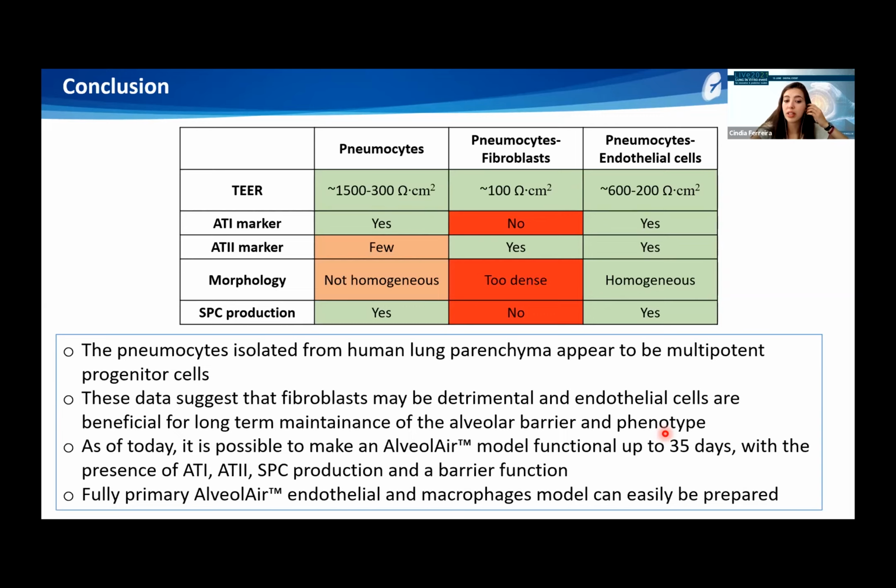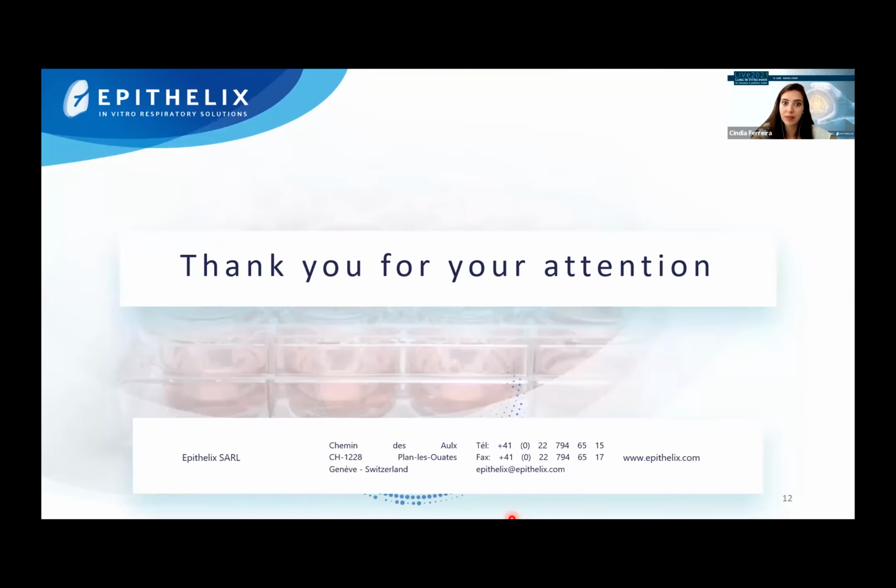Also, as of today, it is possible to make an alveolar model that is functional up to 35 days, that shows T1 and T2 markers, has a homogeneous morphology, produces SPC, and is able to maintain a barrier function through time. Finally, the last point is that we can prepare a fully primary alveolar endothelial and macrophage model. Thank you for your attention.